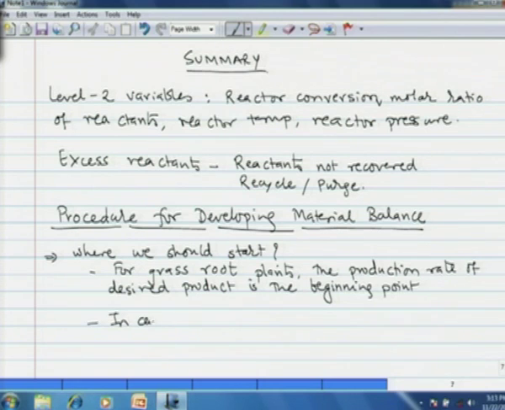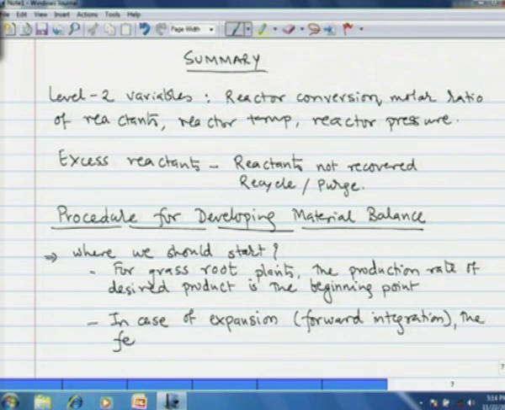In case of expansion, or what is also known as forward integration of the process, the feed rate of raw material, which is the waste product or byproduct of an existing process, is the starting point.